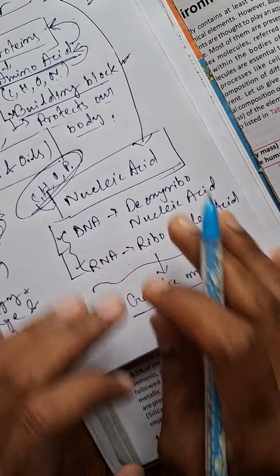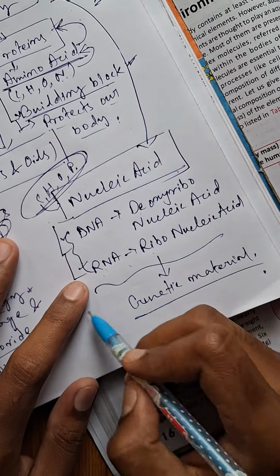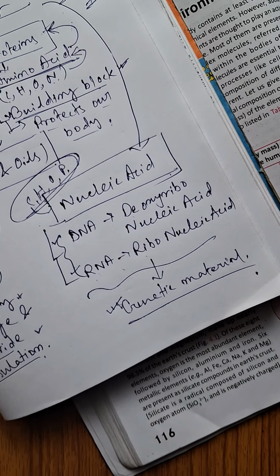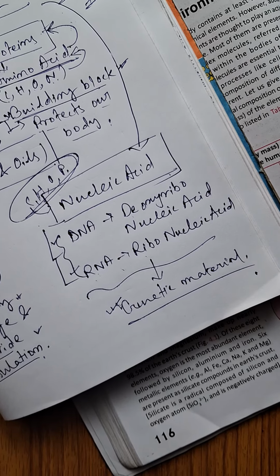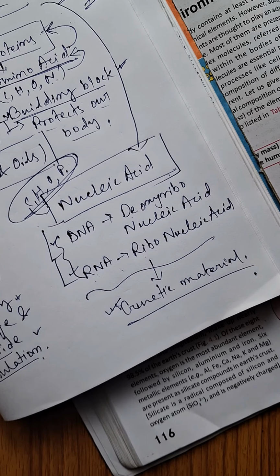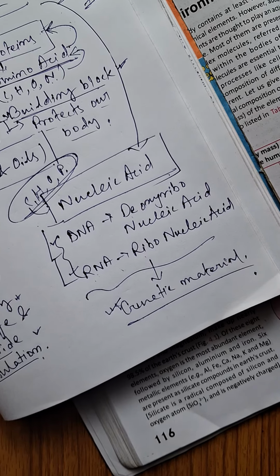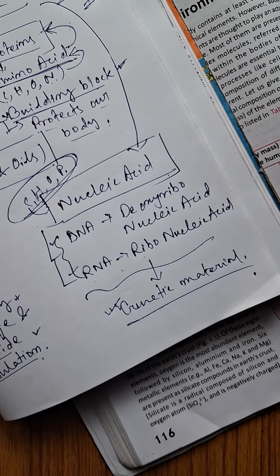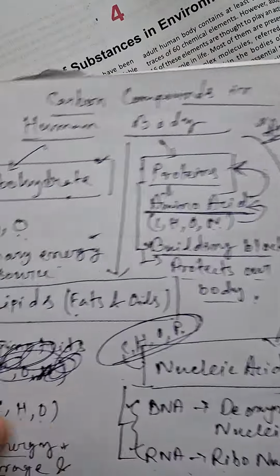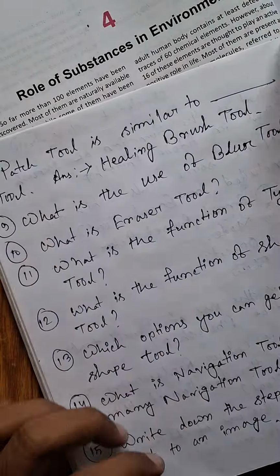And what is the function of these two, or the whole nucleic acid? This is the genetic material of our body. What does it mean? Genetic material means these nucleic acids carry forward our genetic characteristics from one generation to another, like from our parents to us, from us to our children. So these are the major elements and compounds present in our body.